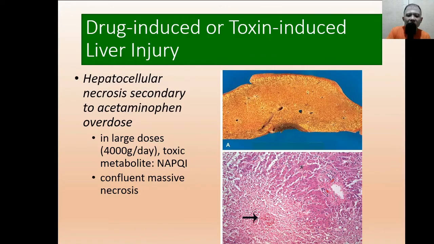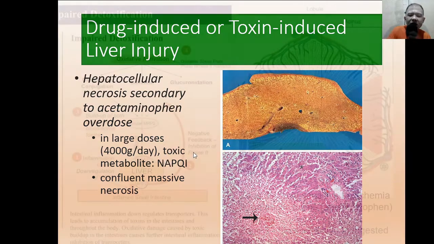However, acetaminophen, in high doses, can also be harmful to the liver, causing hepatocellular necrosis. Very large doses, 4 grams a day. So that's 4,000 milligrams per day. The toxic metabolite here is NAPQI.